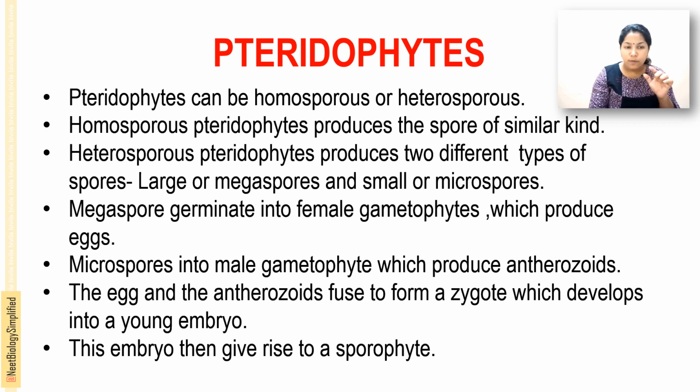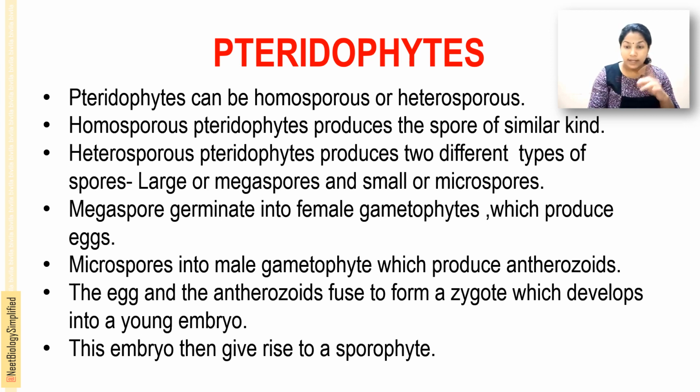In the case of homosporous, pteridophytes produce similar kinds of spores; homo means same, sporous means spores. The spores are of the same kind. In hetero, that means different. Pteridophytes produce 2 different types of spores, large or megaspores and small or microspores. Megaspores germinate into female gametophyte which produces egg. Microspores develop into male gametophyte which produces androzoids.